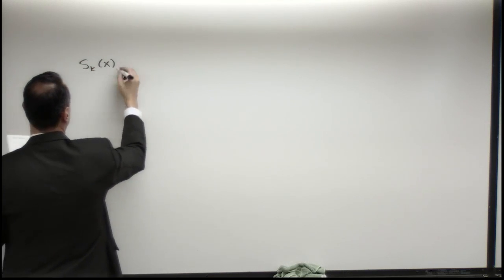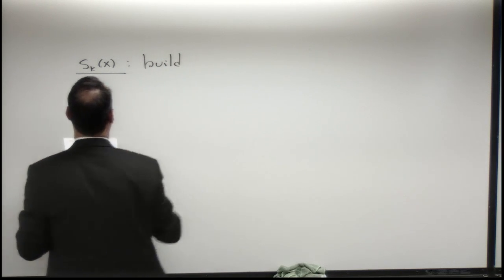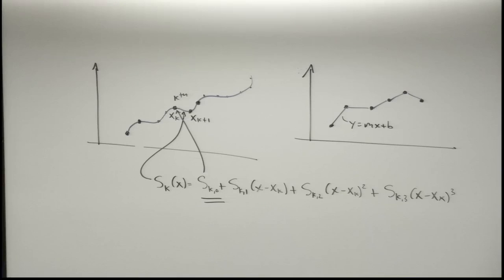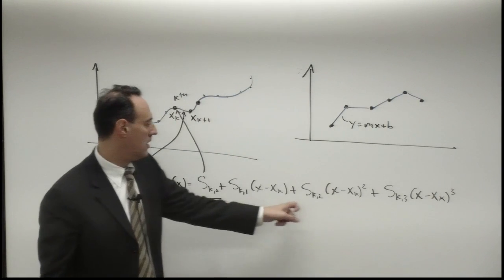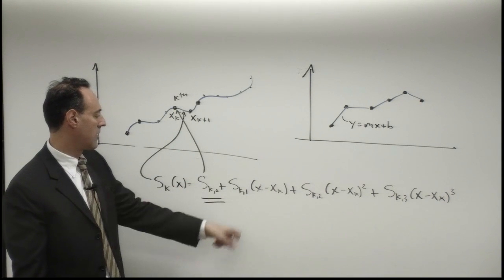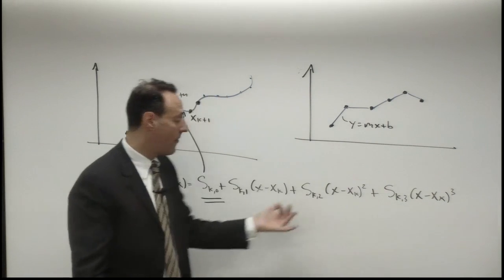So, what do we want to have happen? We have this function, s of kx. We want to build it. We want to figure out how do I build it? Because after all, let's come back over here. These are easy, but I don't know this. I don't know this. I don't know this. I don't know this. So I have 4 unknowns.